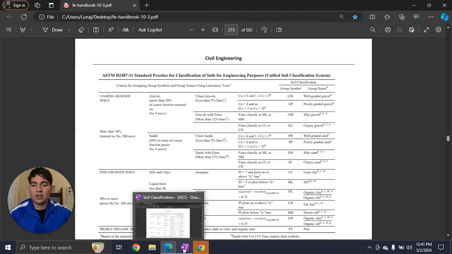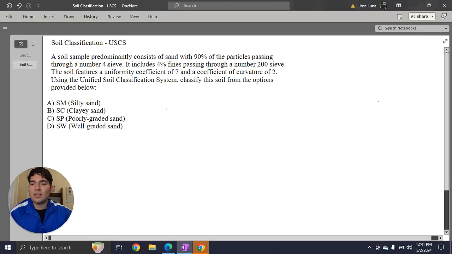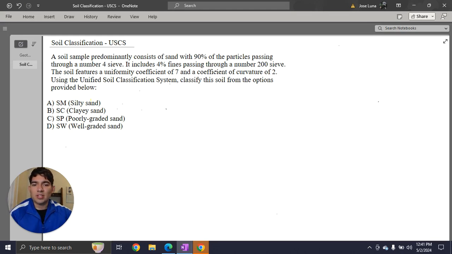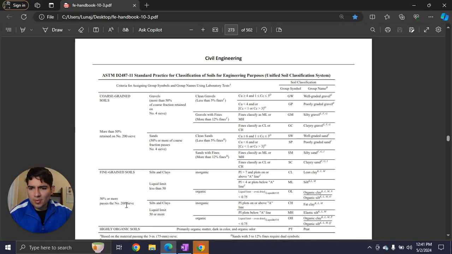So let's go ahead and look at what we have. We have a soil that consists of 4% fines passing through the number 200 sieve. So with 4%, that means that we have more than 50% retained on the number 200 sieve. So we know so far that it's a coarse grain soil. Then the next differentiator is if it's gravel or if it's sand, and that's going to depend on how much passes through the number 4 sieve.